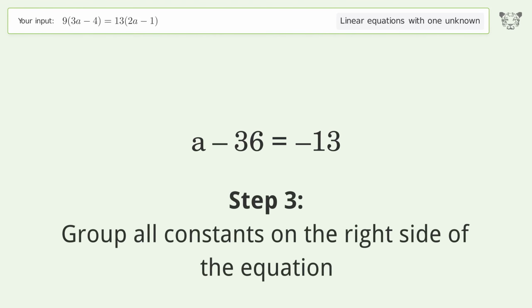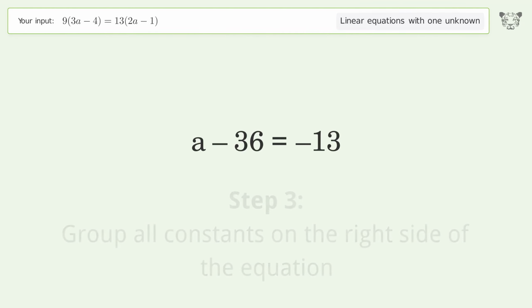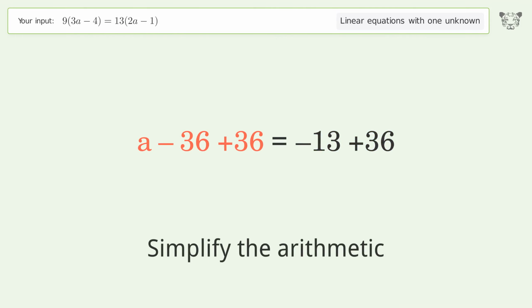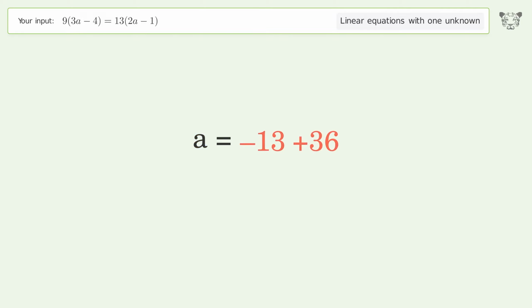Group all constants on the right side of the equation. Add 36 to both sides. Simplify the arithmetic. And so the final result is a equals 23.